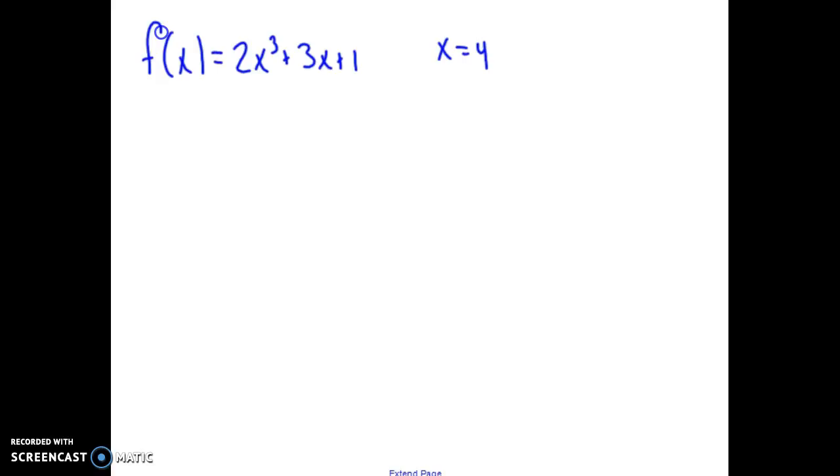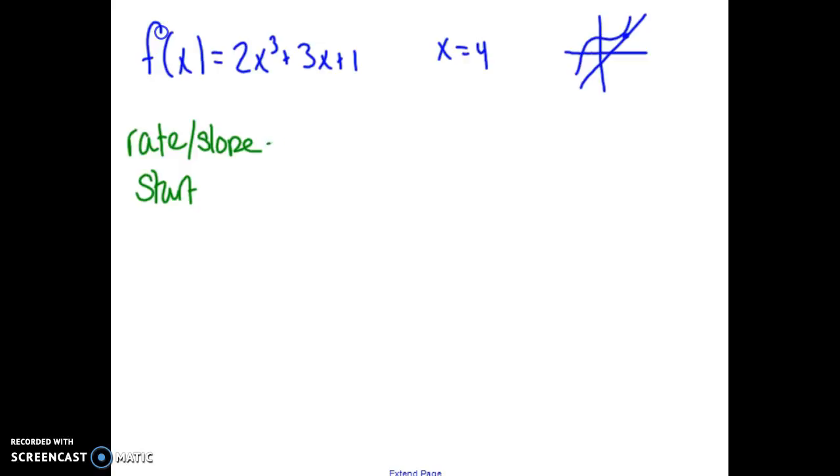So in other words, assume this is my function on a set of axes. Here's the value at 4. I want the equation of this line that is tangent to that curve. So, to find the equation of a line, I need two things. I need the rate, otherwise known as the slope, and I need the start. Okay? So, what we're going to do is first find the rate or the slope.